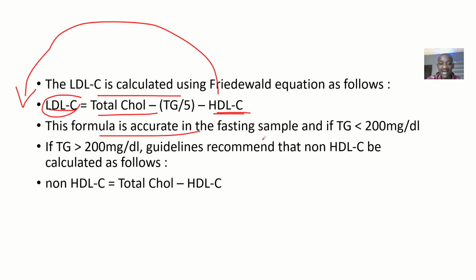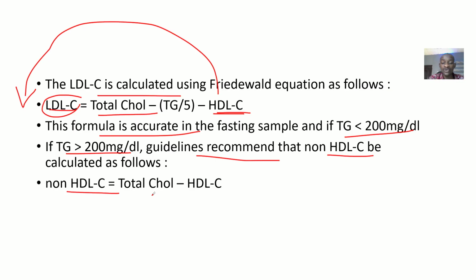So this formula is accurate in the fasting sample and if triglyceride levels are less than what? 200 milligrams per dl. So now if triglyceride levels are greater than 200 milligrams per dl, the guidelines recommend that non-high density lipoproteins can be calculated as follows. Non-high density lipoproteins is what? Just total cholesterol minus high density lipoproteins.